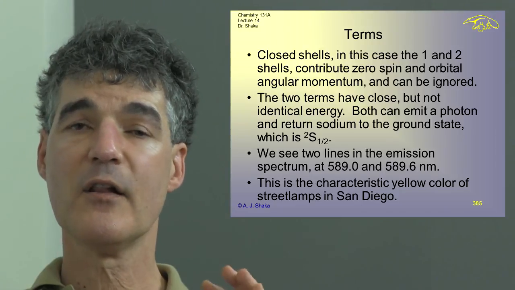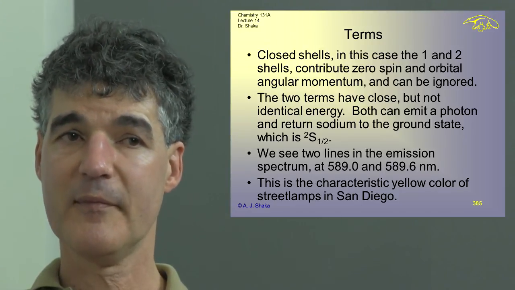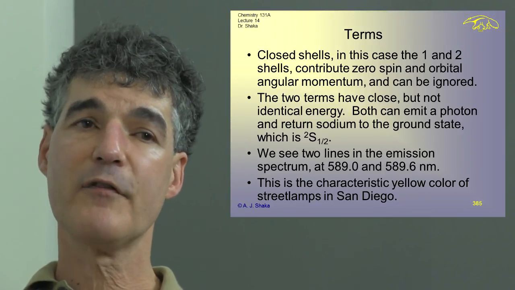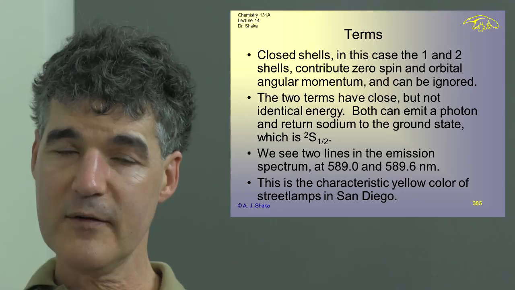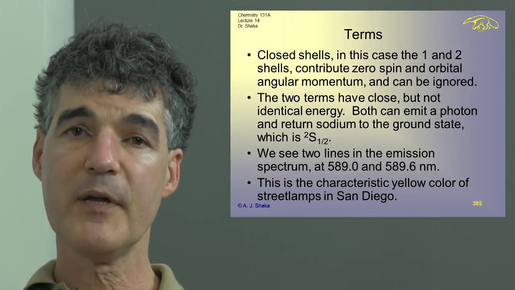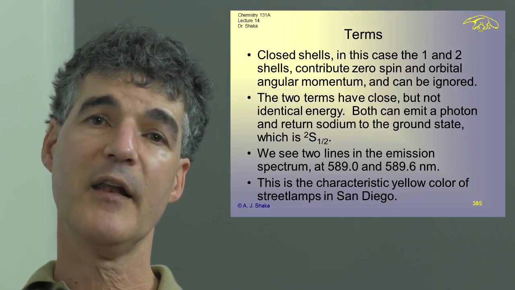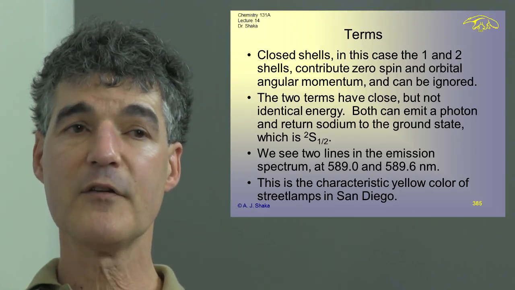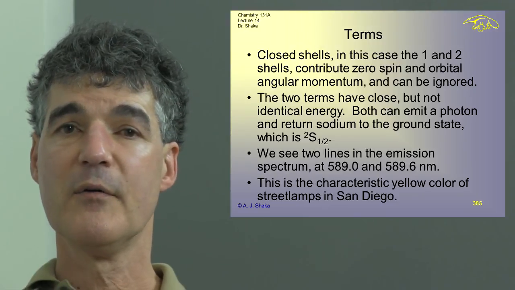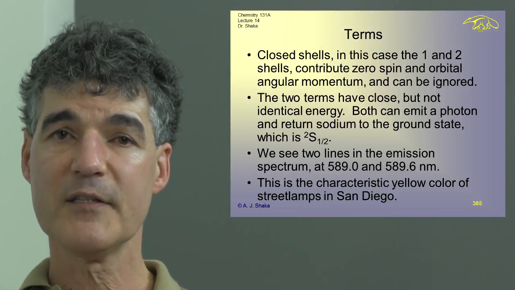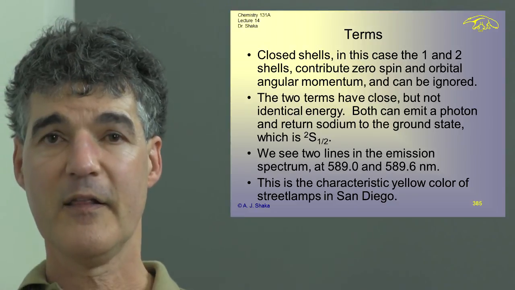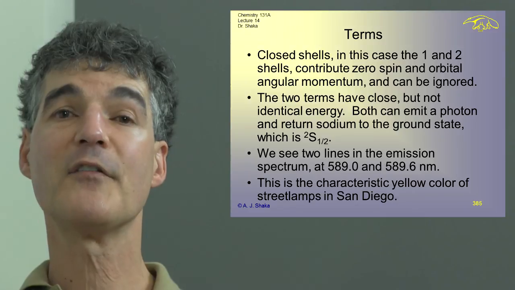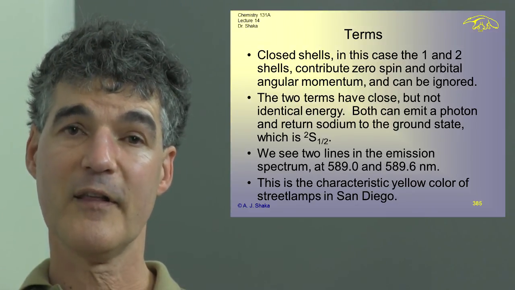So as I said, closed shells, ignore them. They have total angular momentum 0. The two terms have close but not identical energy. Both of them, it turns out, we'll see, can emit a photon to the ground state, 3S, and therefore we get two closely spaced lines, which are called the sodium D lines, which are quite famous because they were studied very early.